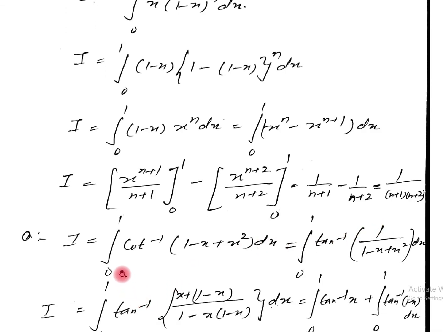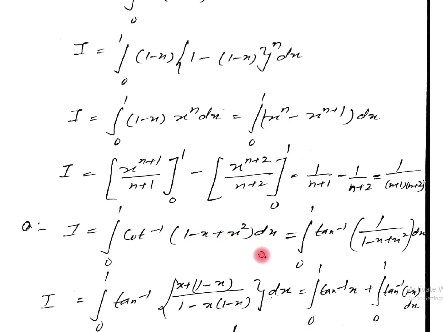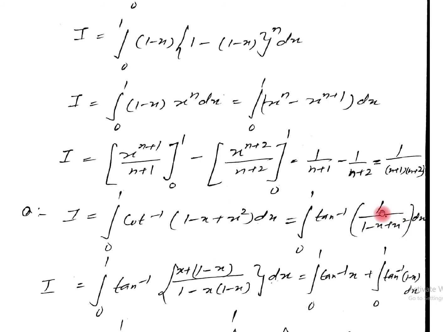See the next question. Integral from 0 to 1 of cot inverse of (1 minus x plus x square) dx. It can be written as the integral from 0 to 1 of tan inverse of 1 upon (1 minus x plus x square) dx, because we know cot inverse x is tan inverse 1 upon x.